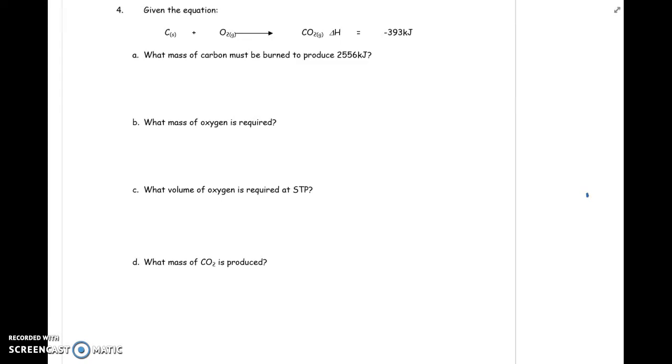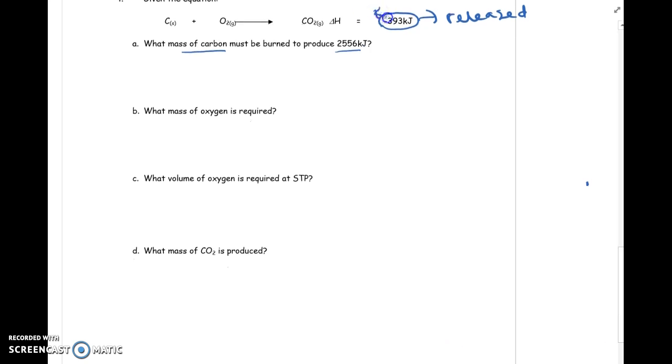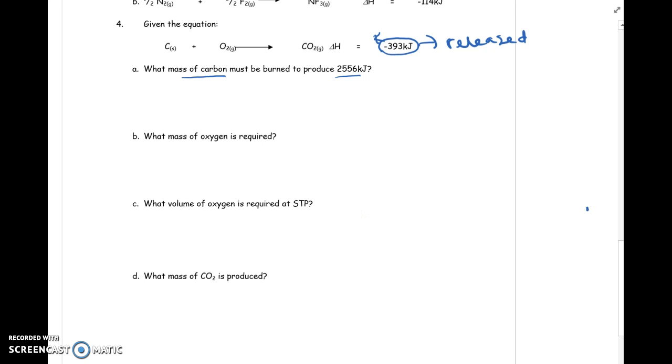Okay, so we've been given an equation of carbon plus oxygen gives carbon dioxide. This value here is telling us that there were 393 kilojoules of energy released. The first question says, what mass of carbon must be burned to produce 2,556 kilojoules? So our known is the amount of energy, and our unknown is the carbon itself.